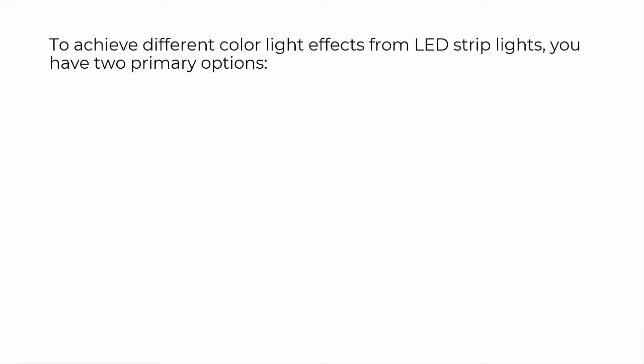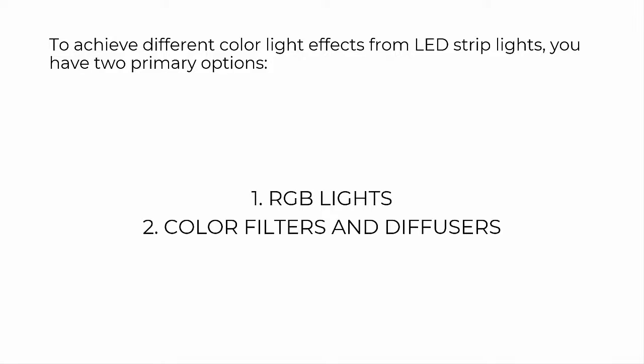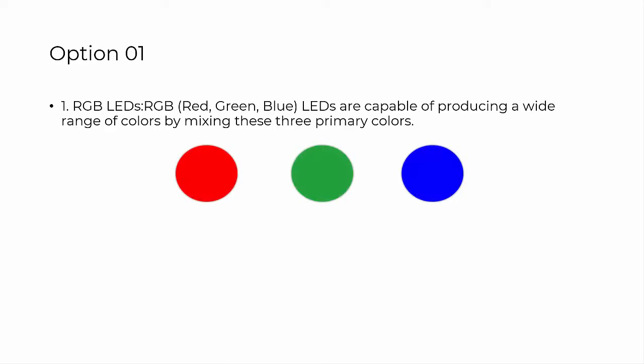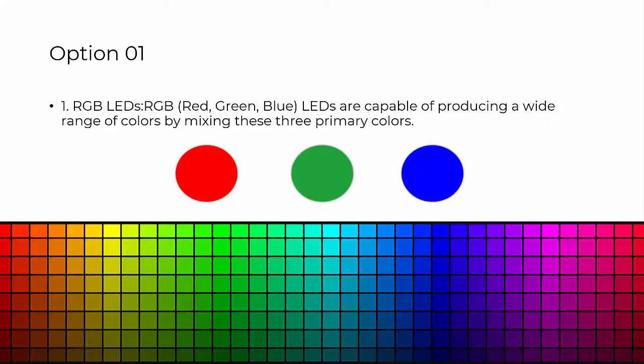Next thing is how you can actually achieve this color lighting effect. Well, there are two ways. The first one is you can use RGB lights. The second one is you can use color filters or diffusers. Let's see both ways, and we are going to see both ways in DIALux as well. Okay, let's start with RGB lights, option 1. Here in the first option, RGB lights, RGB means red, green, blue LEDs, which are capable of producing a wide range of colors by mixing these three primary colors.